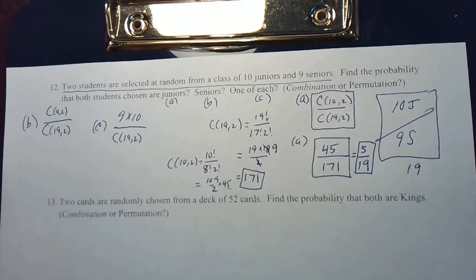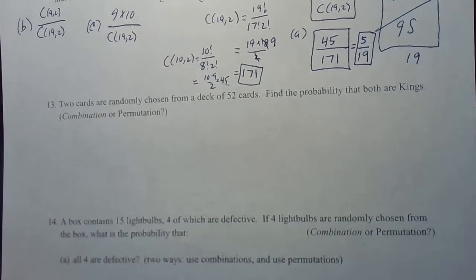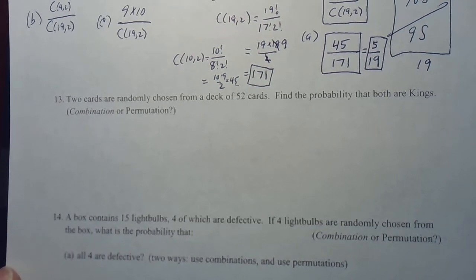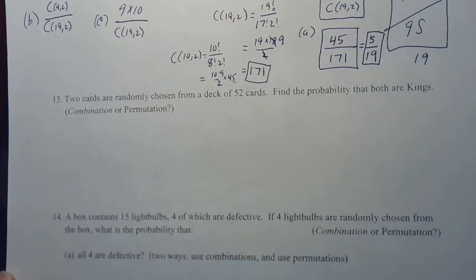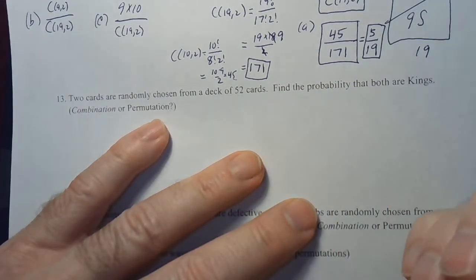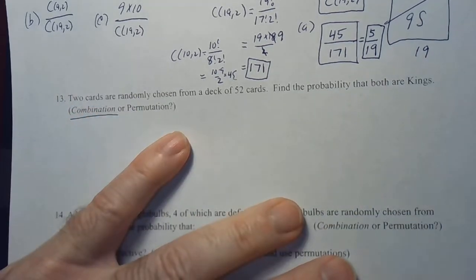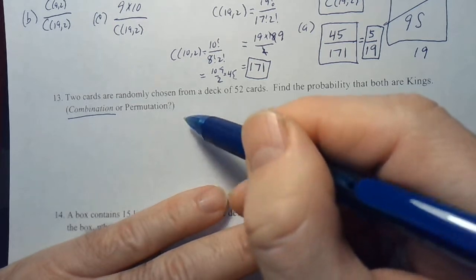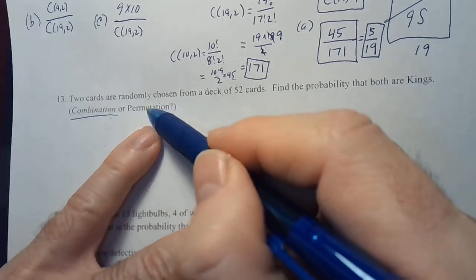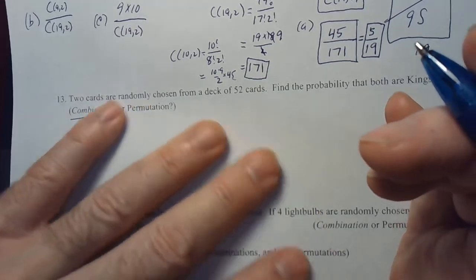Okay, let's see. 13. 2 cards are selected from a deck of 52 cards. Find the probability that both are kings. Technically, we could use combination or permutation for this one. I think it's best to use just a combination. And essentially, when you make a fraction, a probability, if you use combination on top, you need to use combination on the bottom. If you use permutation on top, you need to use permutation on the bottom. Now, we might do an example like that next.